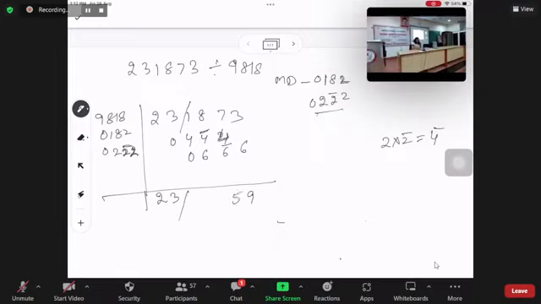8 plus 6 is 14. 14 minus 4 is 10. So we write 10. And 4 plus 1 is 5. But again, we want 4-digit number. It is 5. So this 1 can be treated as a carryover. So this is 9506. So this is your question. This is your remainder. We are getting the same answer.